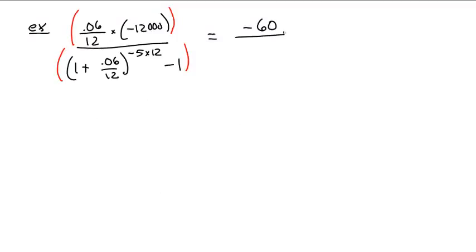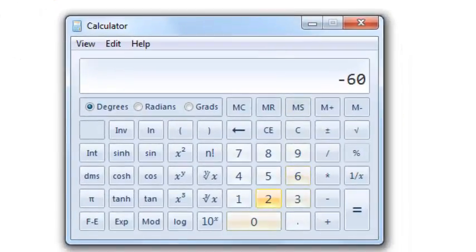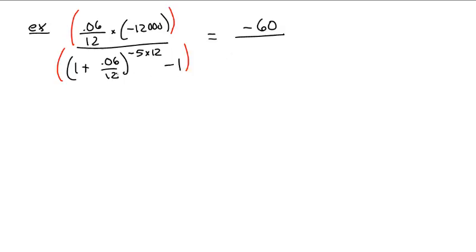And down below, what was this? We have 0.06 divided by 12 is 0.005. Why did I do that one first? Because I was just evaluating what was in the parentheses, and we do division before we do addition. So 1 plus 0.005. The exponent is negative 5 times 12, negative 60. And then we subtract 1.